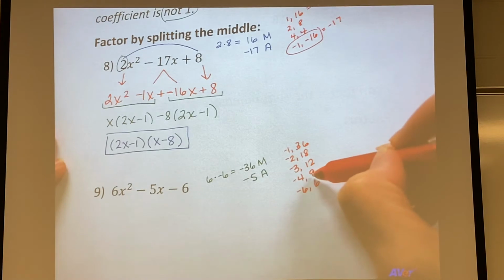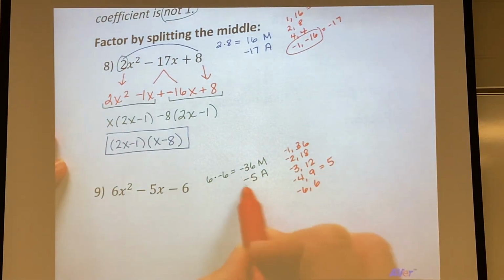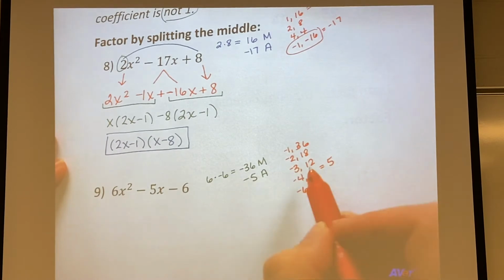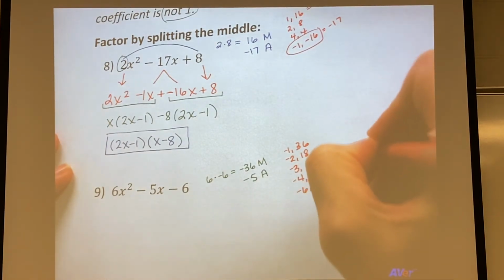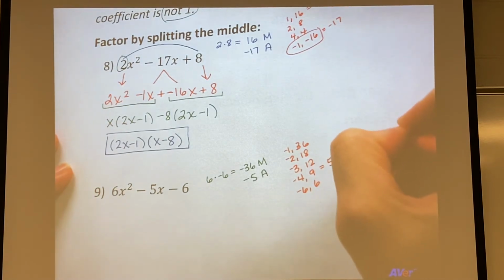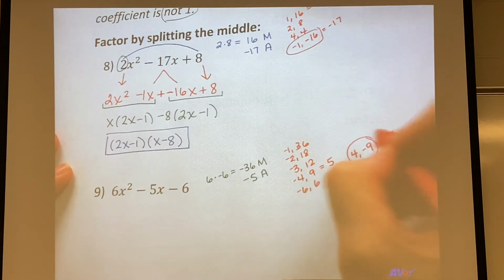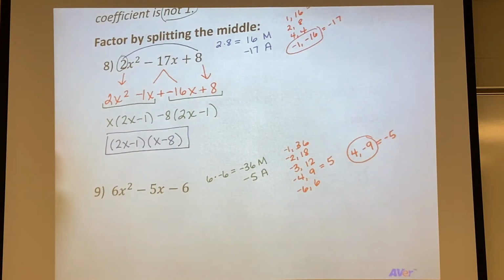Well, negative 4 and 9 equal a positive 5, but we want it to equal negative 5. So if I switch those signs and have a positive 4 and a negative 9, that would give me a negative 5, and we would still multiply to get negative 36. So you can kind of see how I'm thinking through that. Some people can just find those factors right away.